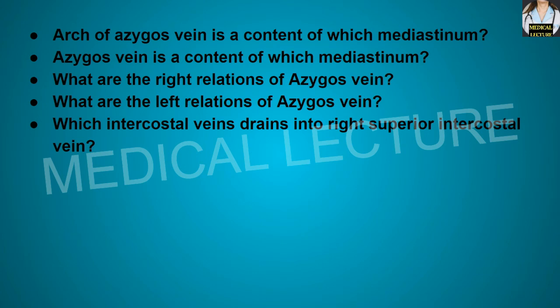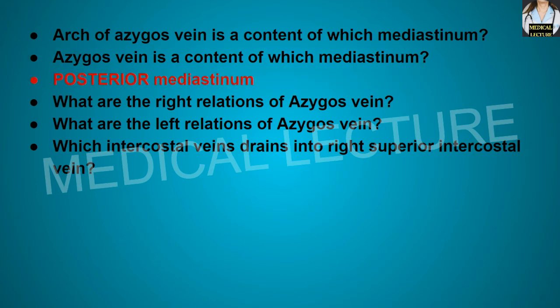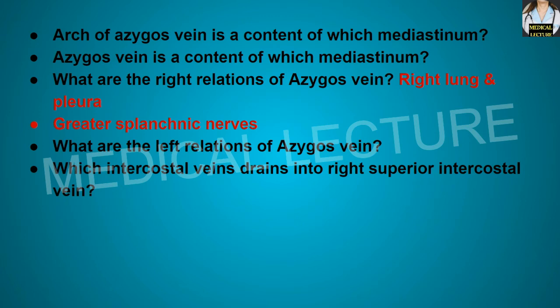Arch of azygos vein is a content of which mediastinum? So it is a content of middle mediastinum. Azygos vein is a content of which mediastinum? So it is a content of posterior mediastinum. What are the right relations of the azygos vein? So they are right lung and pleura and the greater splanchnic nerves.